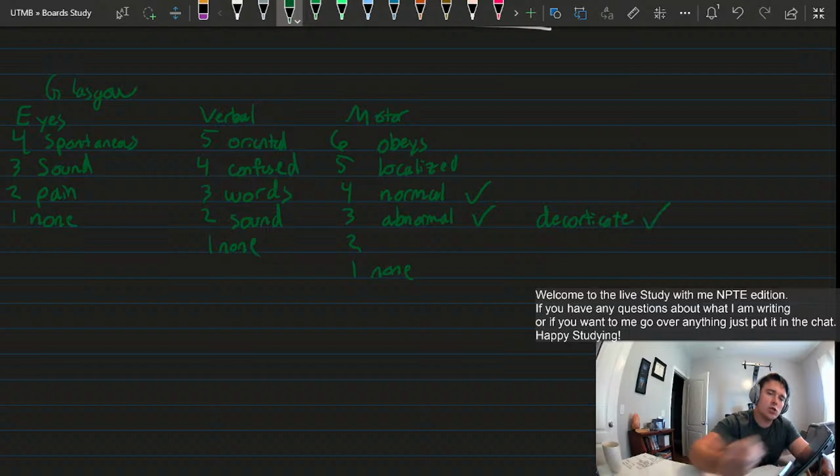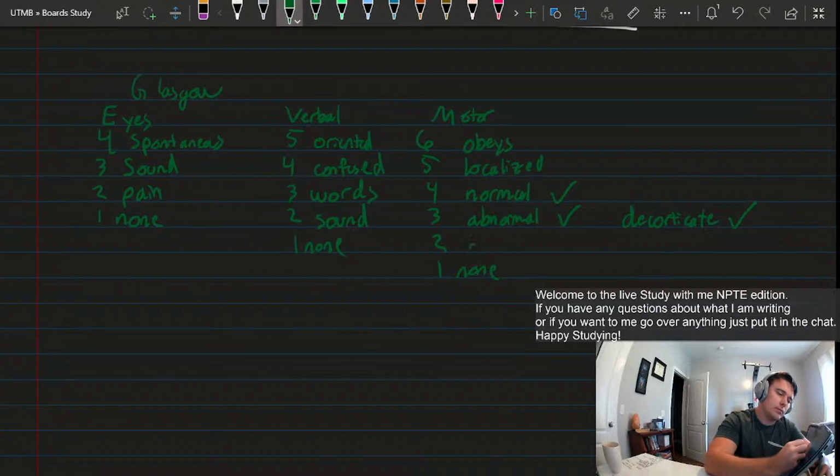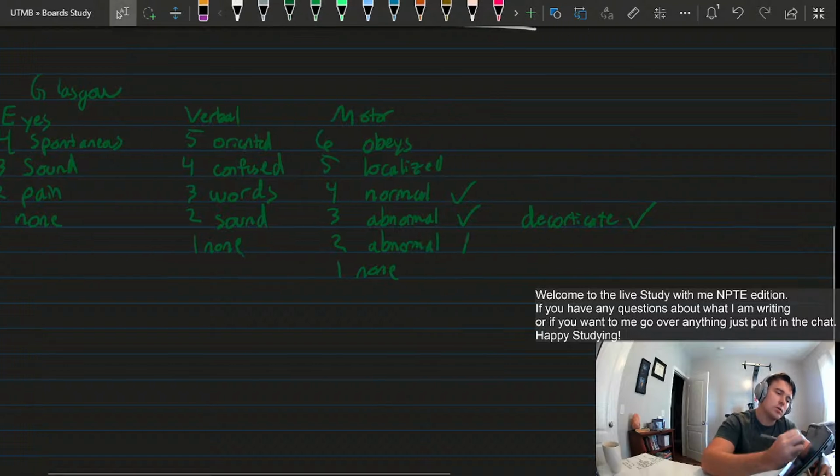Which is flexion. So on the test, they might ask you, you walk into a patient's room, they are in this posture, and they may ask you decorticate, or they might ask what number on the Glasgow Coma Scale motor portion is going to be adequate for this patient. So this is going to be 3. So this is abnormal flexion. This is decorticate. And then this is going to be abnormal extension.